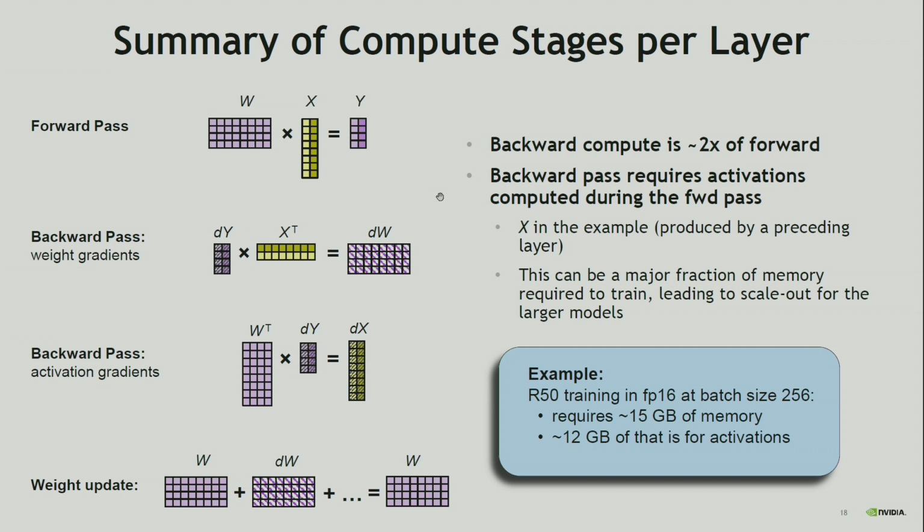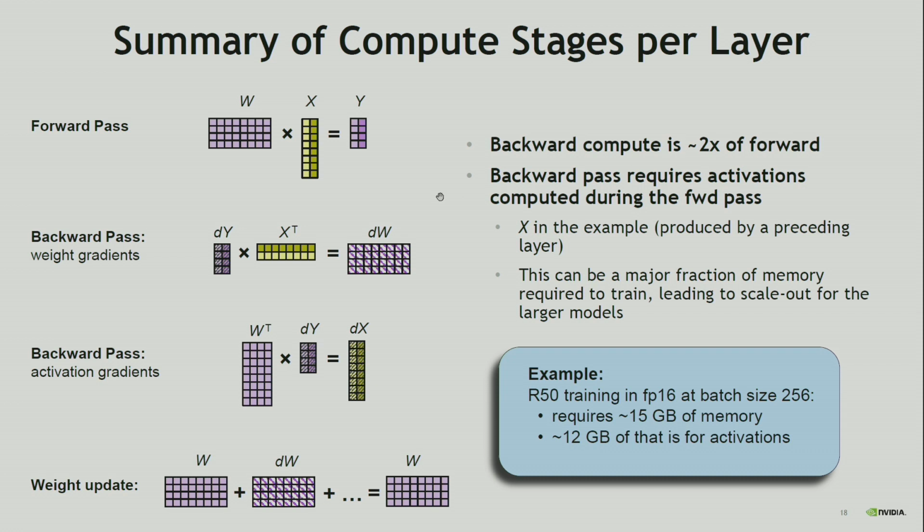So a quick example is ResNet 50. If you train that in half precision at batch size 256, you need about 15 gigabytes of memory, and about 12 gigabytes of that memory are actually activations that are being kept from the forward pass to the backward pass. There are some tricks you can play to reduce that by gradient checkpointing and so forth, but it's an important thing to notice, and it's one of the factors that requires scale out, just to have more memory overall for training.